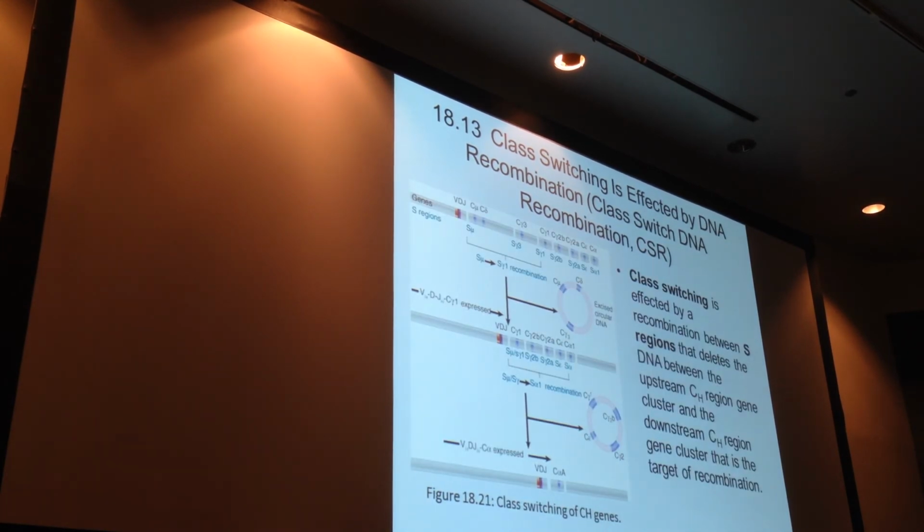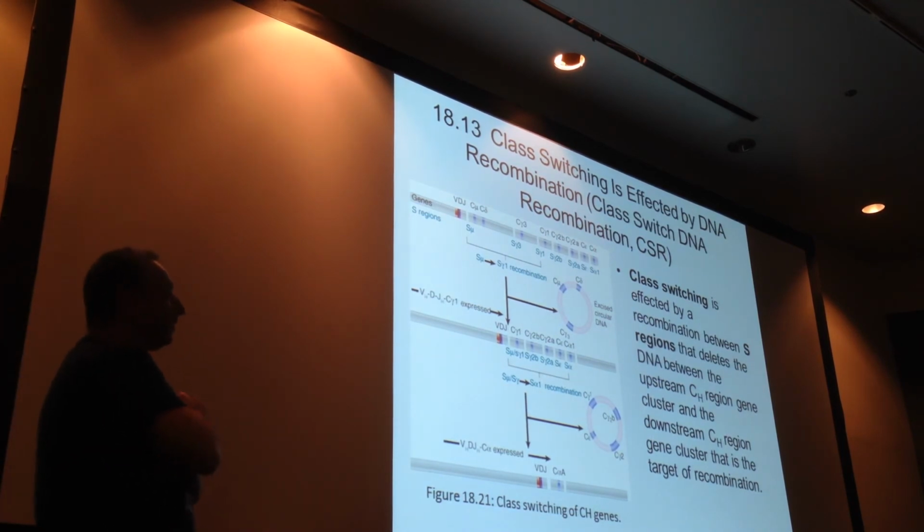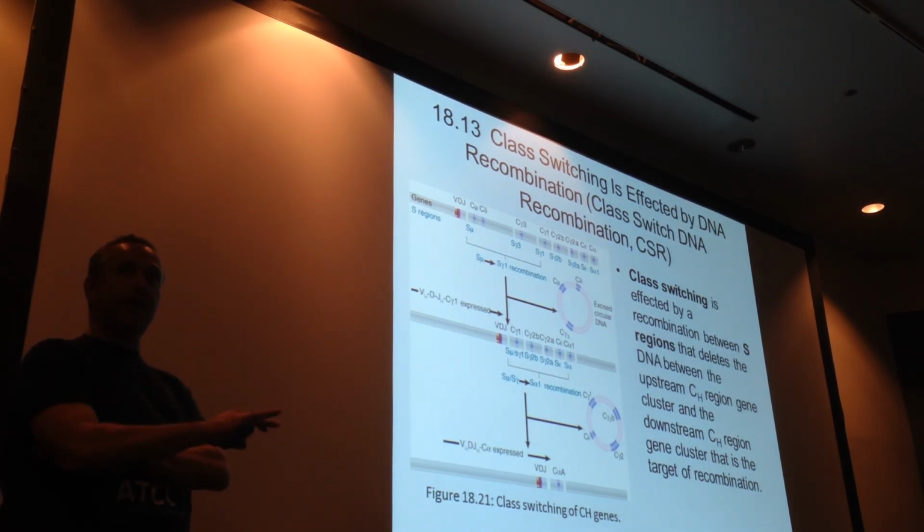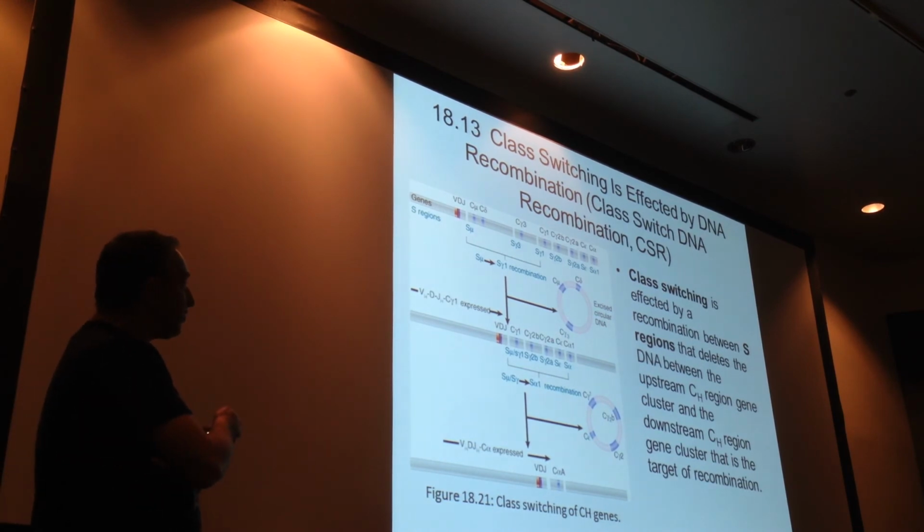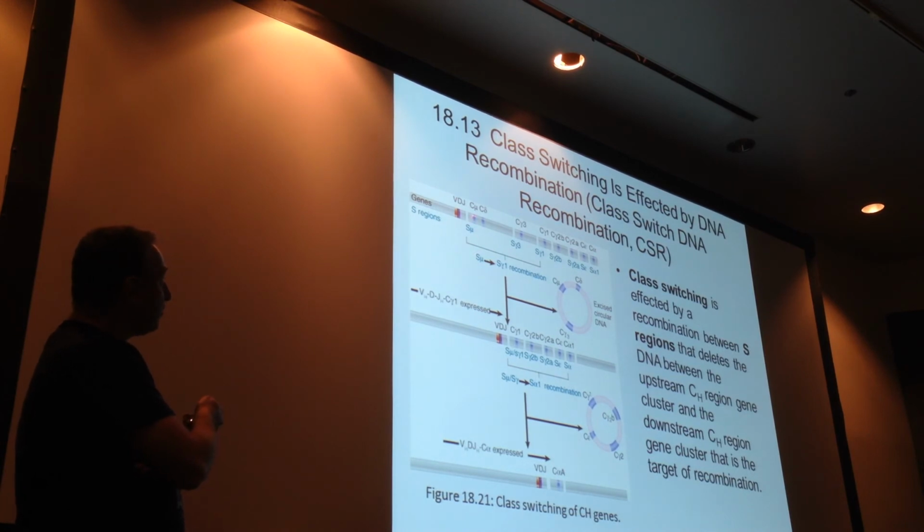So class recombination is the following. It's a different mechanism completely from RAG1 and RAG2. It involves a whole set of other proteins. And here, class switching undergoes, for example, here, this is class switching where you've deleted C-mu, delta, and gamma 3.